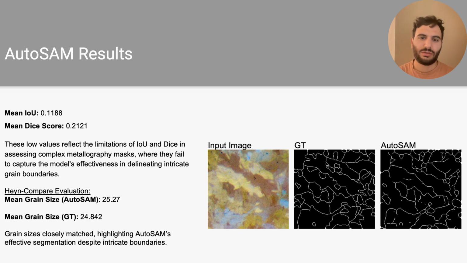Although the IOU and Dice scores are relatively low, reflecting the limitation of these metrics on complex structures, the Heyn compare grain size results show that AutoSAM's output is very close to the ground truth. This indicates that the traditional metrics may underestimate the model's actual effectiveness. AutoSAM achieved a mean grain size comparable to the ground truth, highlighting a strong match. These results suggest that with further fine-tuning, SAM-based models can be adapted effectively for metallographic segmentation tasks.